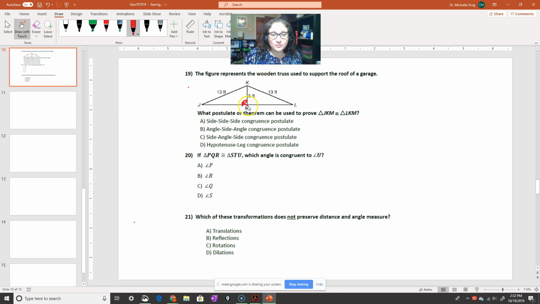Here's our right angle. So because this is our right angle, we know this is our hypotenuse, and this is our leg. So because of the reflexive property, it is going to be hypotenuse leg. It wouldn't be hypotenuse leg if they gave you, for example, the bottom two measures. Then it was a trick question and it's side angle side.